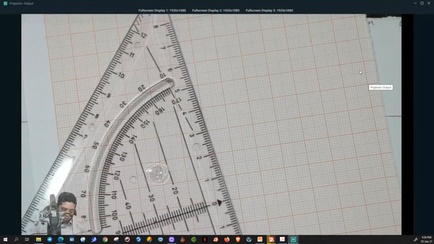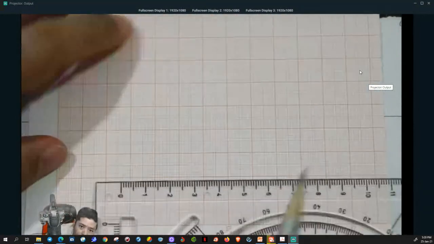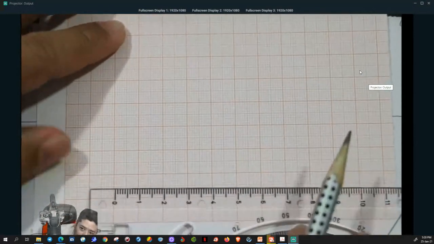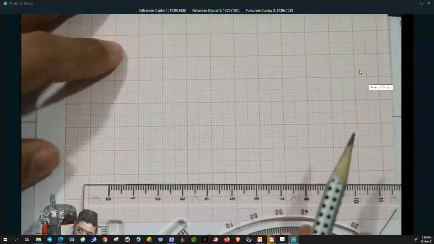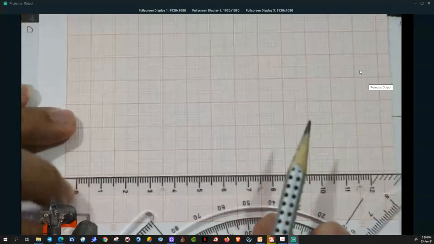Okay, let's make a graph. So first, you have to draw. Can you see my graph? Right? Shabab, can you see it? Yes. Okay, first, you have to draw a horizontal line for your x-axis.